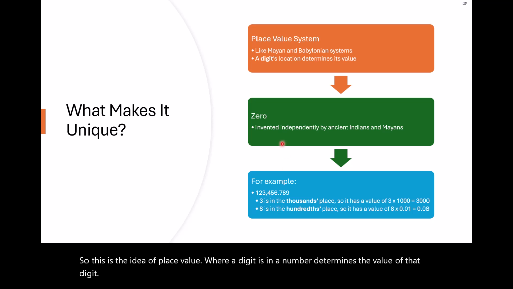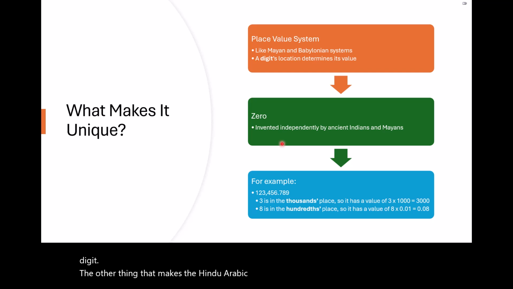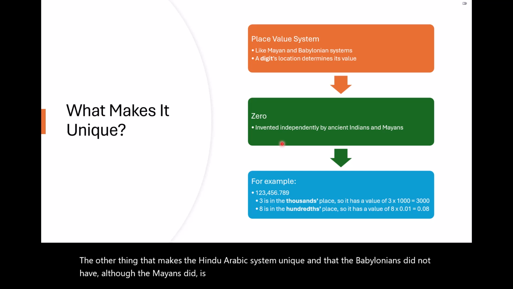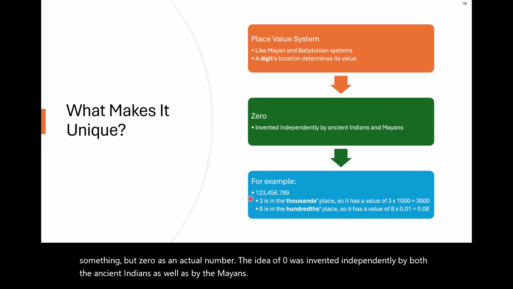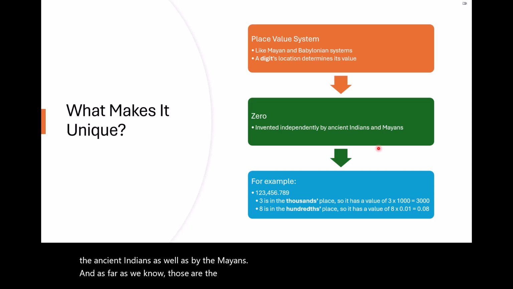The other thing that makes the Hindu-Arabic system unique, and that the Babylonians did not have, although the Mayans did, is the idea of zero. Zero as a number. Zero not simply as the absence of something, but zero as an actual number. The idea of zero was invented independently by both the ancient Indians as well as by the Mayans. And as far as we know, those are the only cultures that invented zero.